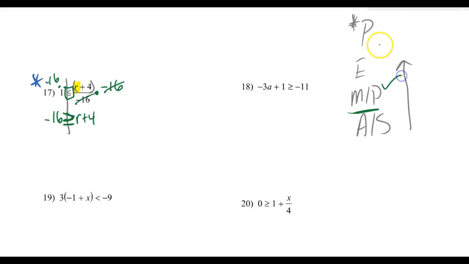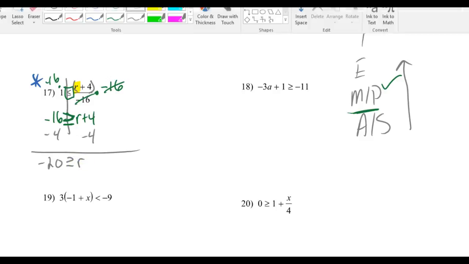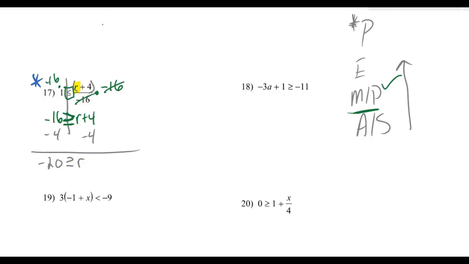So I've taken care of this. Now I can work my way up to the parentheses, which was the r plus 4. So the inverse of addition of 4 is a subtraction of 4. Okay, negative 16 minus 4 makes it a smaller negative. Negative 20 is greater than or equal to r. Now, we've all done all of our solving. Now it's writing our answer properly in our three different forms.